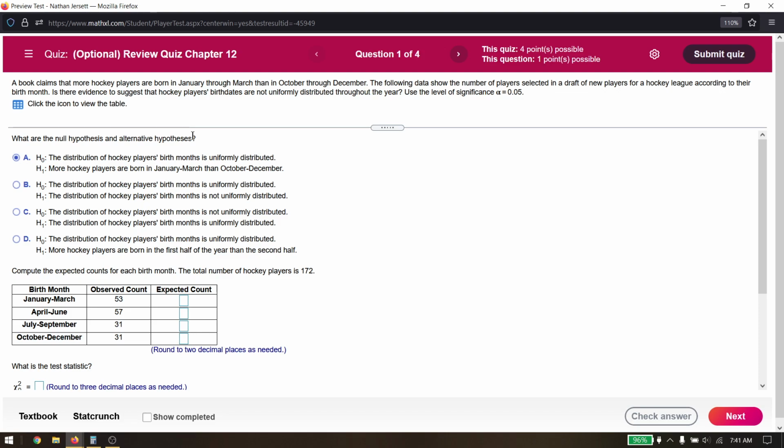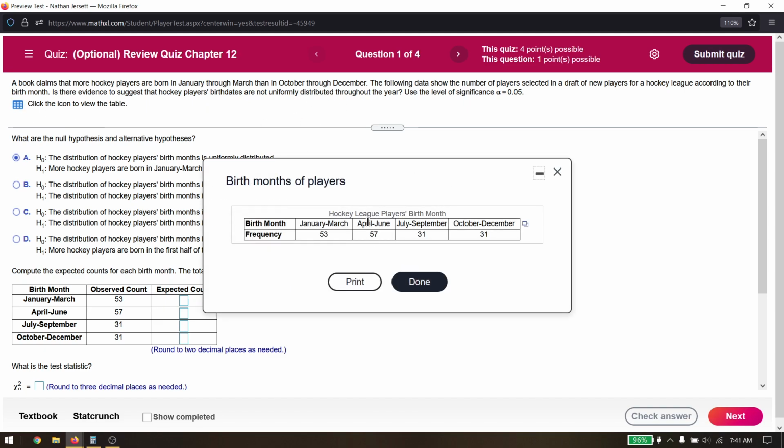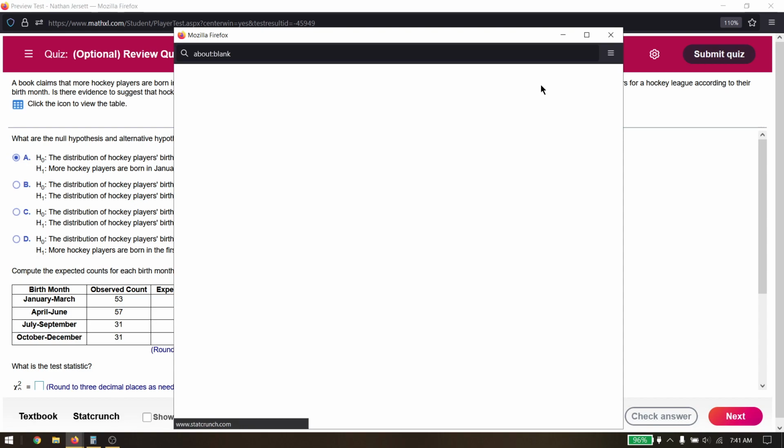Chapter 12 is on the goodness of fit tests, so let's get started. The book claims more hockey players are born in January through March than in October through December. And here's the data table for that. Let's go ahead and pull that into StatCrunch just to have it there.